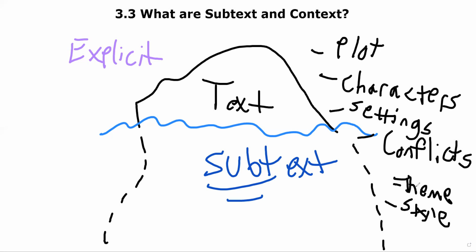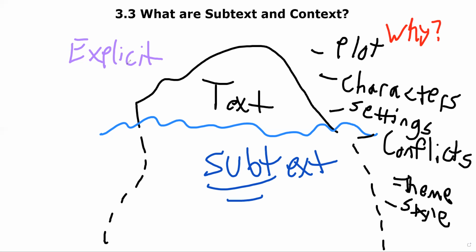So again, when we analyze, we are looking at plot, characters, and so on, and we are asking the question of why. Why do the characters behave this way? Why does the story end in the way that it does? Why does the conflict arrange as it is? Why are these symbols used, etc.? And that is about trying to reach subtext.